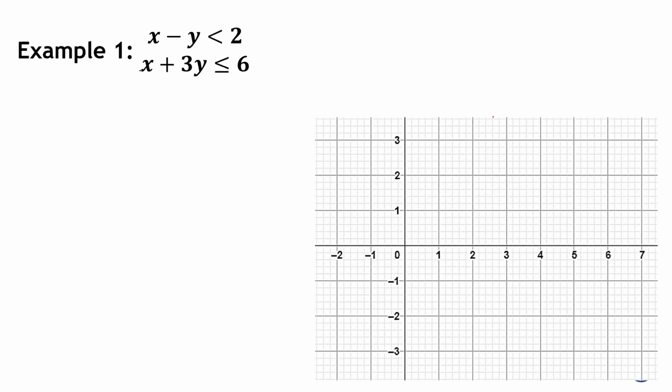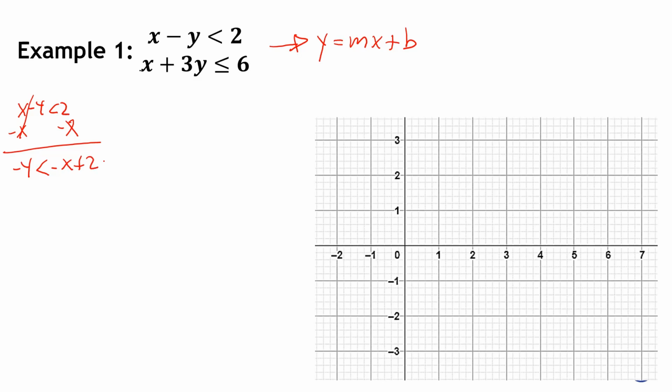So let's start with x minus y is less than 2. A while ago, I told you that the first thing we will do is convert each inequality into y equals mx plus b, because to graph it, I just need to identify the slope and the y-intercept. Okay. So here, we will need to move everything to the right side, right? So I will subtract x on both sides. This will be negative y is less than negative x plus 2.